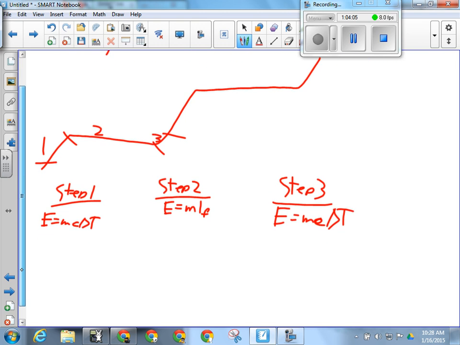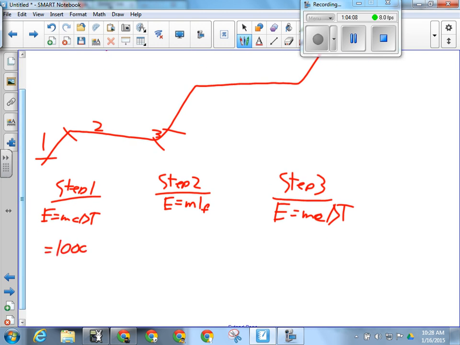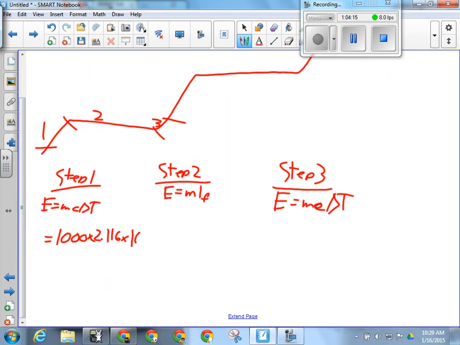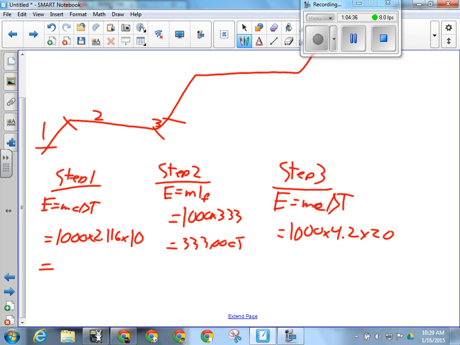And then we just plug in our numbers, right? So mass is 1,000 times ice's specific heat times it's going from minus 10 to 0, so that's a temperature change of 10. I don't know what that comes out to. Then here we've got 1,000 times 333, so that's going to be 333,000 joules. And then here we've got 1,000 times 4.2 times 20. Then we add them all up at the end.